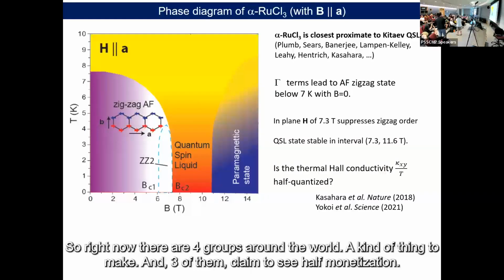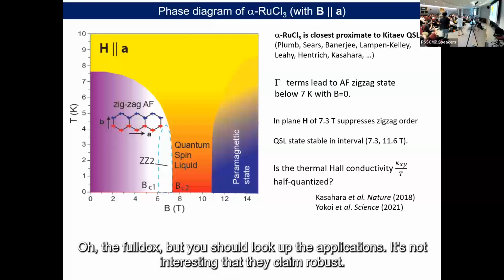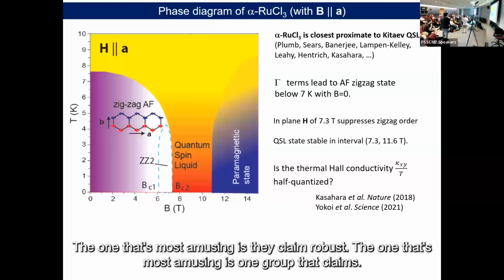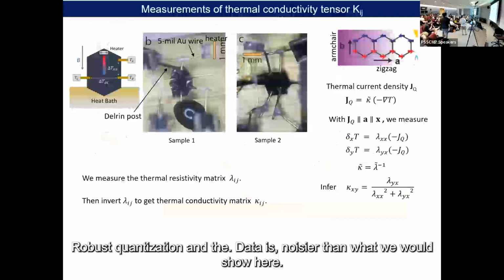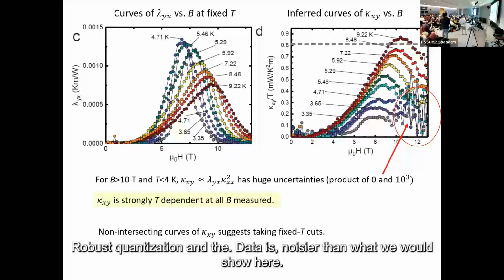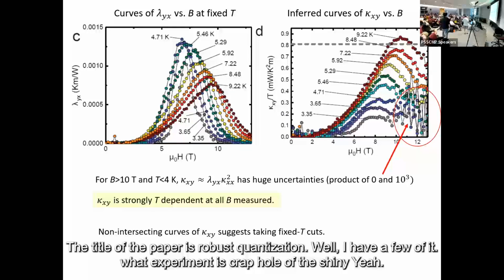And I would say, in fairness, not all experimental groups agree with us. So right now there are 4 groups around the world attempting to make a measurement, and 3 of them claim to see half quantization. We are the sole holdouts, but you should look up their publications. It's all published. Sometimes they claim robust quantization. The one that's most amusing is one group that claims robust quantization, and the data is noisier than what we would show here. And the title of the paper is robust quantization.